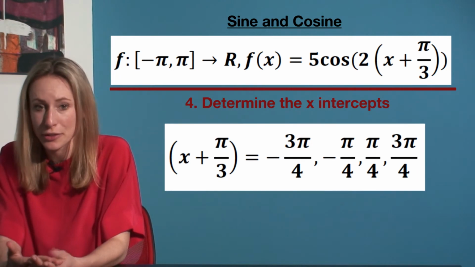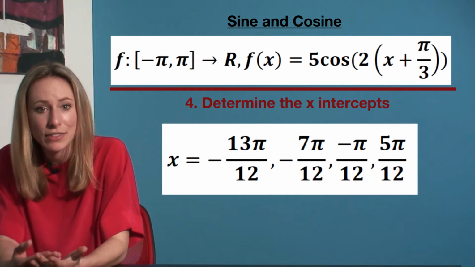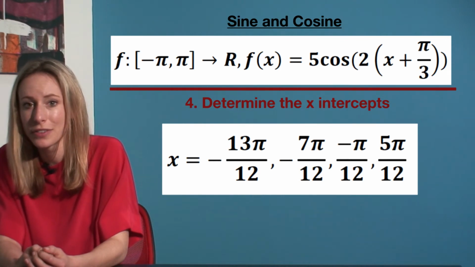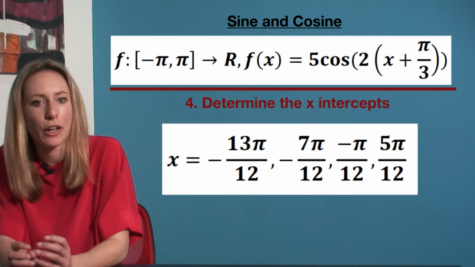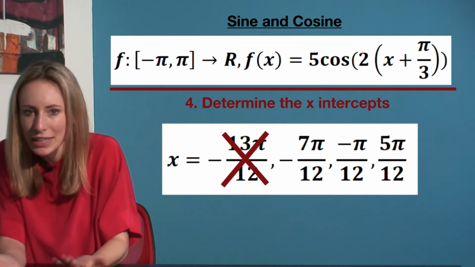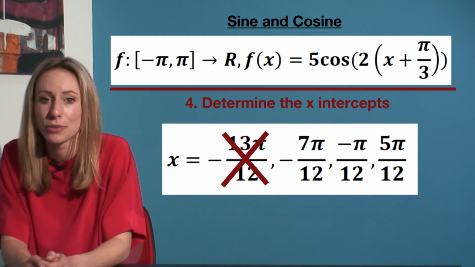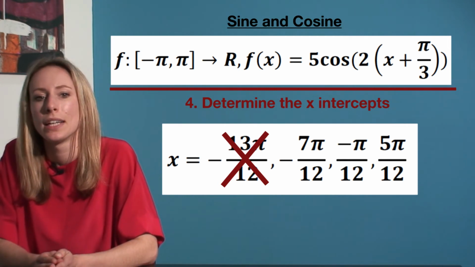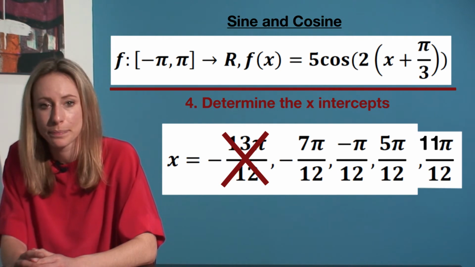Then we divide both sides by 2, and then we subtract pi on 3 from both sides, which gives us our final answers of negative 13 pi on 12, 7 pi on 12, negative pi on 12, and 5 pi on 12. Since negative 13 pi on 12 is outside the domain, we eliminate that response. However, given that our function has a period of pi, we would expect the pattern of 4 x-intercepts over this range. Our x-intercepts also occur in this function every pi on 2. If we extrapolate this pattern in the positive direction, we get another intercept of 11 pi on 12.